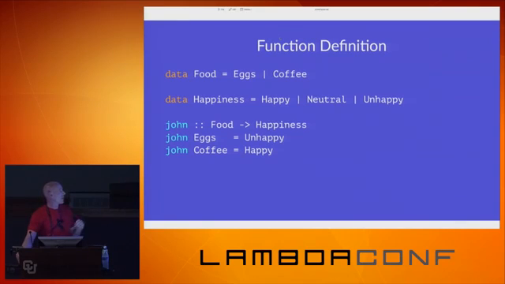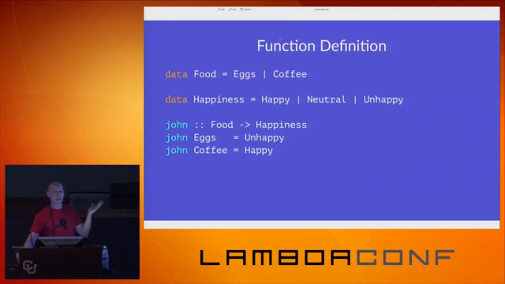Thank you. Yeah. So I define the function right beneath that, and I say John of eggs is equal to unhappy, and John of coffee is equal to happy. So I'm defining this function piecewise. I'm defining it one element of its domain at a time.